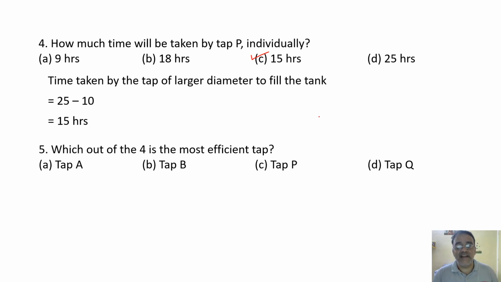Same tank they are filling, है ना? So if you remember, tap A took how much time? 9 hours. Tap B 18 hours. Tap P 15 hours. And tap Q 25 hours. So which is the most efficient tap? Tap A. Very good. Okay, fine.